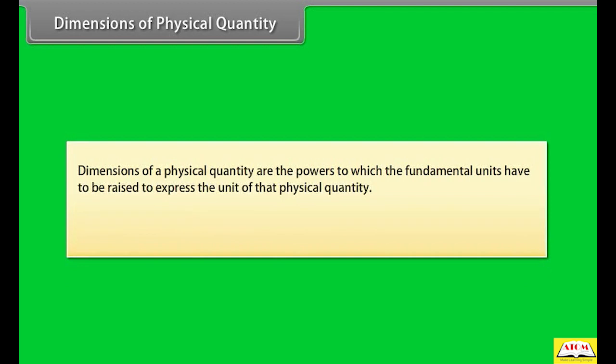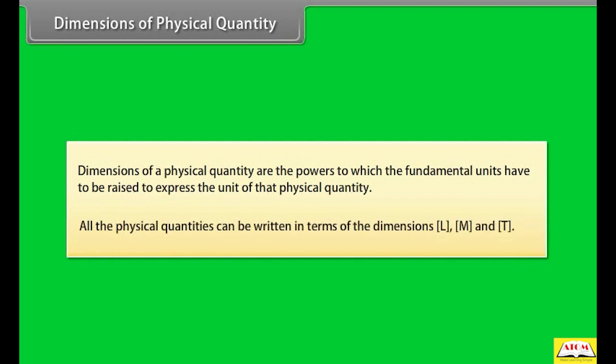Dimensions of physical quantity. Dimensions of a physical quantity are the powers to which the fundamental units have to be raised to express the unit of that physical quantity. All the physical quantities can be written in terms of the dimensions L, M and T.